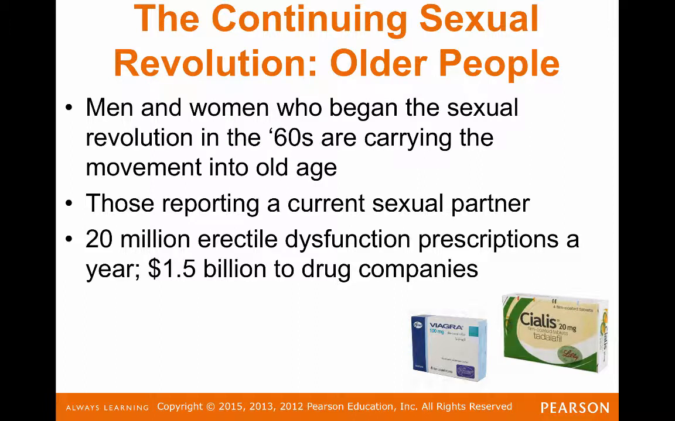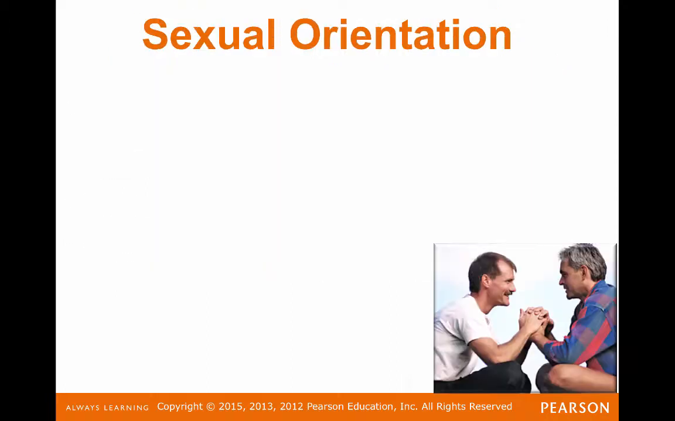So, for example, $20 million are spent on erectile dysfunction prescriptions per year, and $1.5 billion to drug companies overall. So these things like Cialis, Viagra, whatever, are selling at an amazing rate because people still desire to have sex up until their later years.